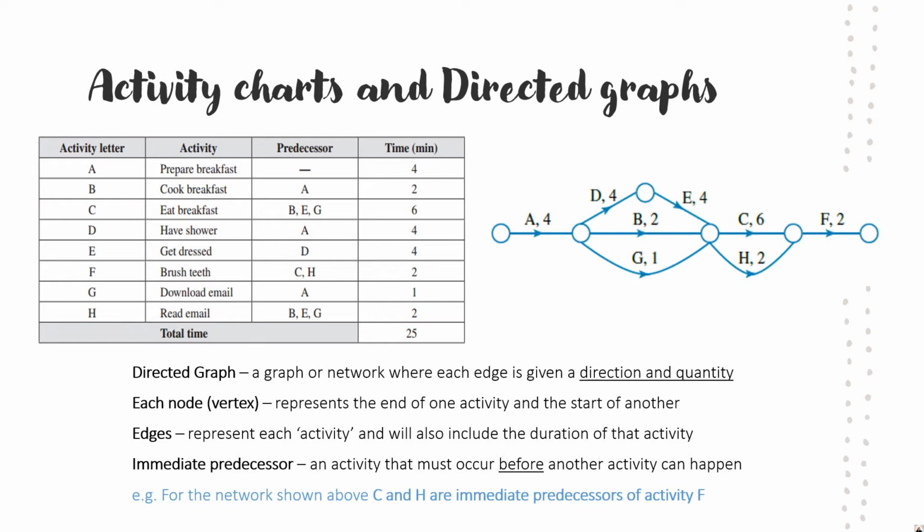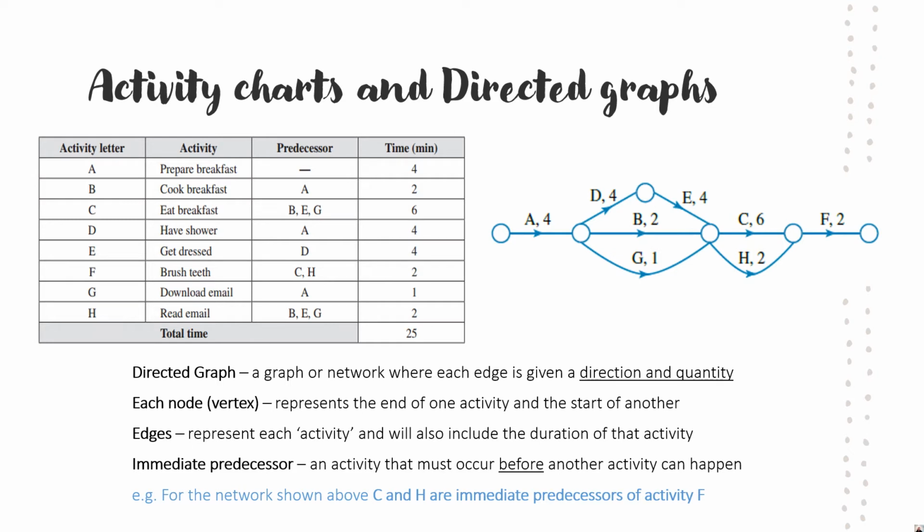So in this one here, we have A, which has 4. That's the activity that's occurring at that point. Then coming off that, we have a number of other activities, D, B, G, all the way until we finish with activity F down the end. To the left of the graph, we have what's called the activity chart. So these two things are equivalent. They're just represented differently. A skill that you need to have here is to be able to take that activity chart and convert it into a directed graph, which we'll be doing on the next slide.